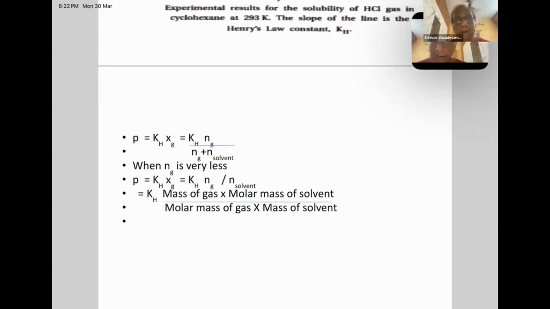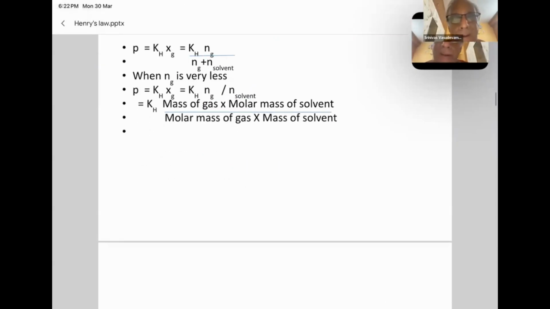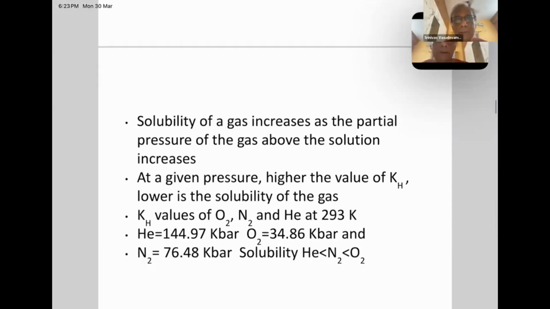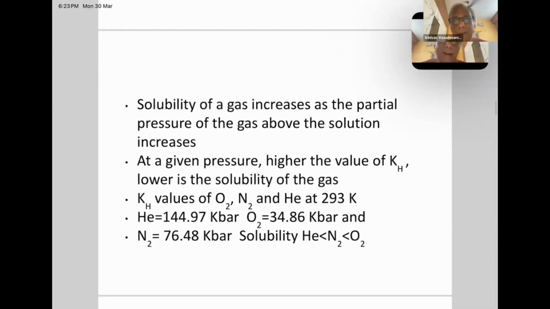Depending on the value of KH and the pressure applied, we decide where we can take Ng plus N solvent, number of moles of gas plus number of moles of solvent, as equal to number of moles of solvent here. Right. Now let us see, at a given pressure, we have seen higher the value of KH, lower is the solubility of the gas here.